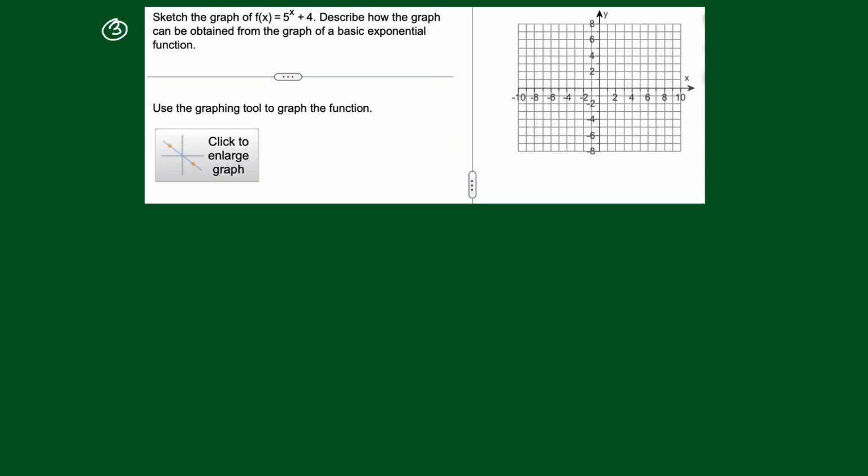Let's construct a graph of this function here. f of x equals 5 to the x plus 4. Now we know what the basic shape is going to look like. It's an exponential function. This base is bigger than 1, so it's going to have that growth feature. It's going to look like this, and from here, the plus 4, we know it's going to be shifted up 4 units.